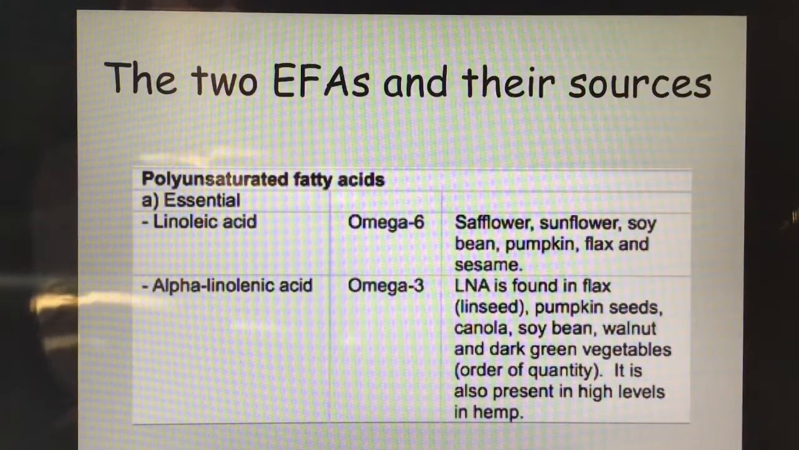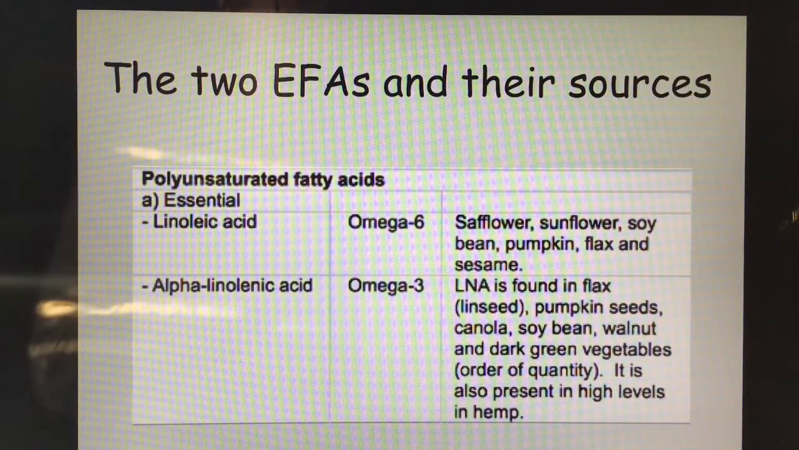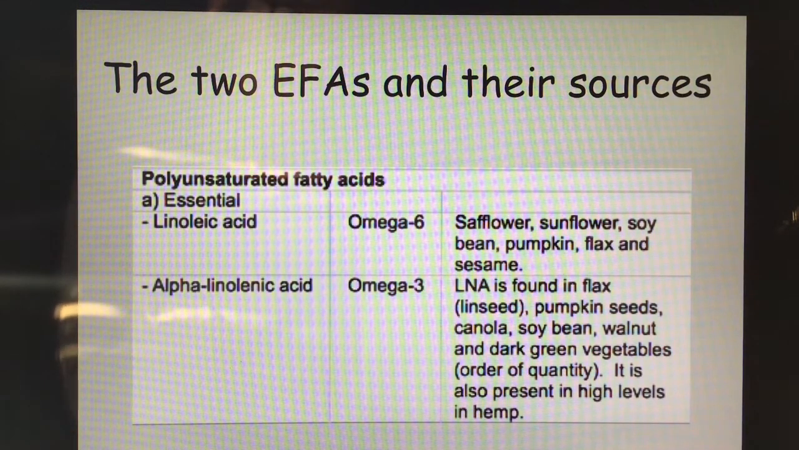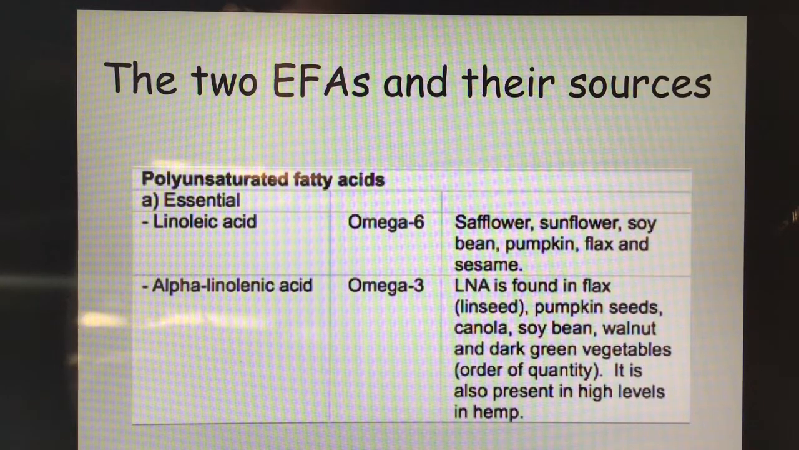So the two big EFAs that you need to know are linoleic acid and alpha-linolenic acid. Linoleic acid is known as omega-6. It's quite plentiful in the diet. You're going to get a load of this, and in fact, some people's diets have too much omega-6. Alpha-linolenic is omega-3, and you have to be a little bit more conscious to get omega-3 fatty acids.